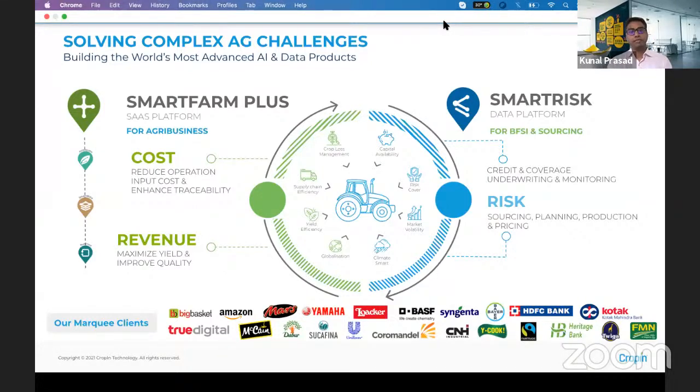So altogether, as a full solution, we talk about three core pillars for customers and the partners that we work with. We help you optimize your costs, in terms of your operations costs, your input costs, and the costs that you are spending on traceability. Second is revenue maximization, in terms of your yield, your quality, and your quantity. And third is in terms of your risk.